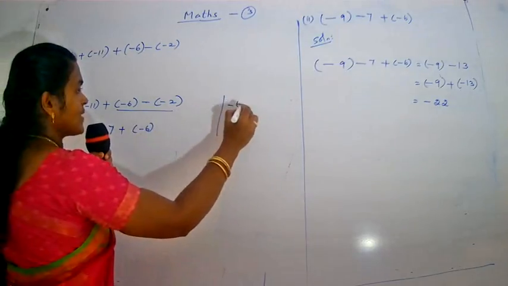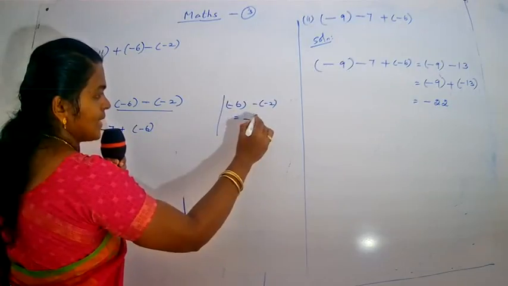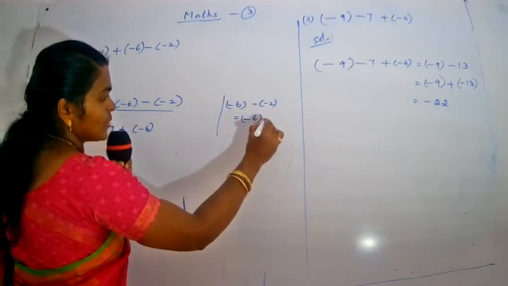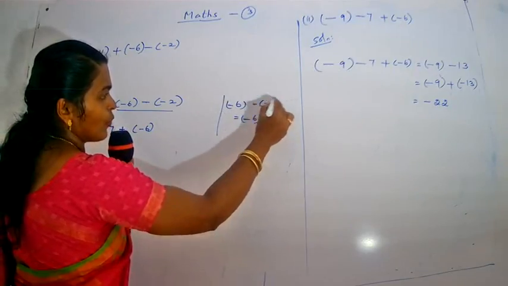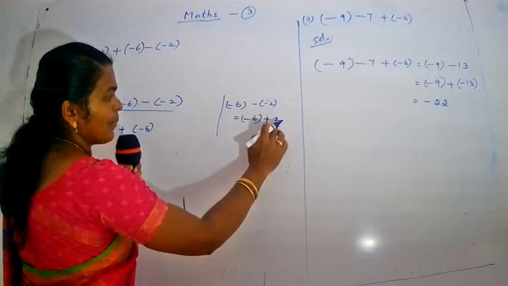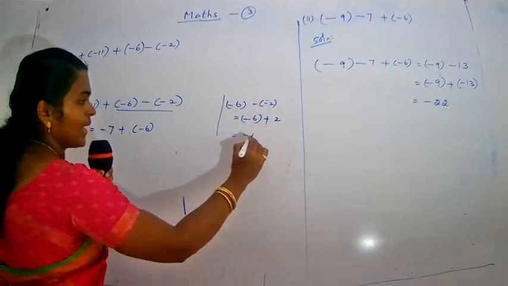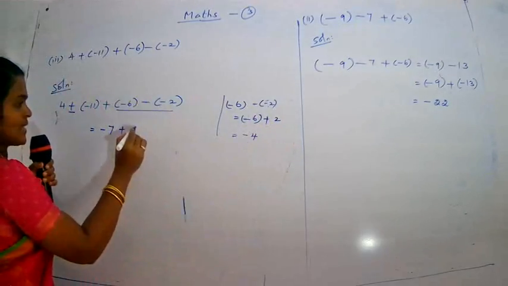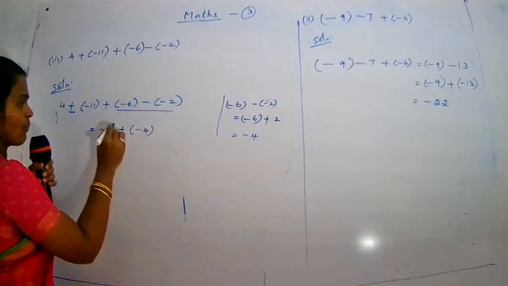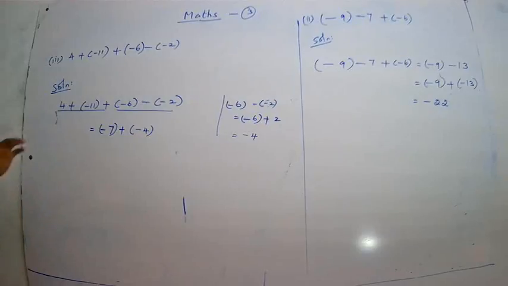So minus 6 minus of minus 2. Minus 6, this is minus into plus. That time you put the additive inverse. So what is the additive inverse of minus 2? Plus 2. Now what is the answer? Minus 6 plus 2? Minus 4. So that's why your answer here is minus 4. Yes or no?